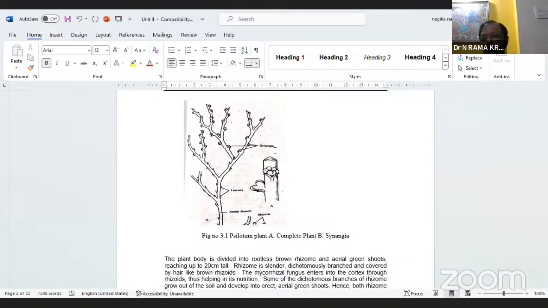You already know the simple one, the protostele. What is the meaning of protostele? Xylem surrounded by the phloem is the protostele. The second one is the siphonostele, a little bit more advanced structure, an advanced stele.